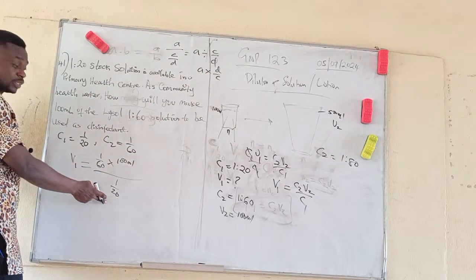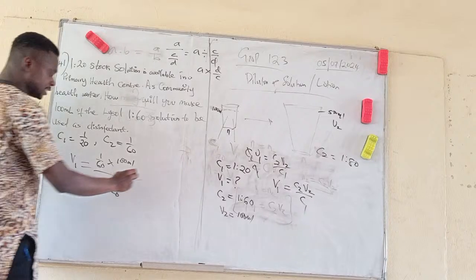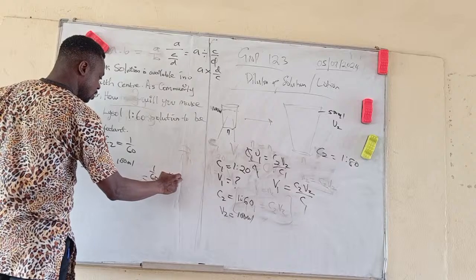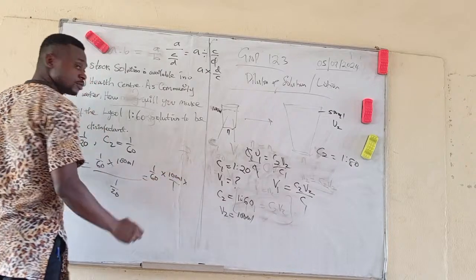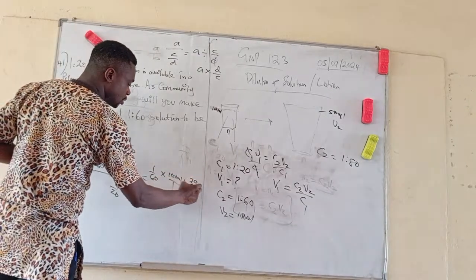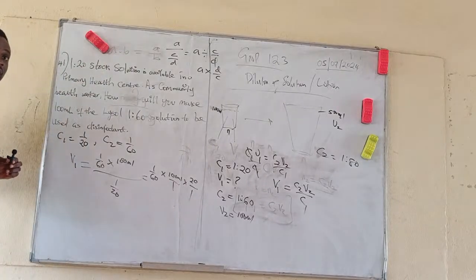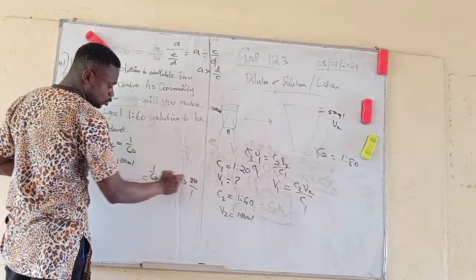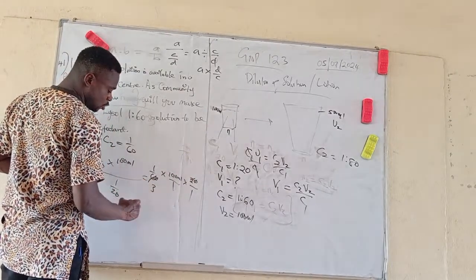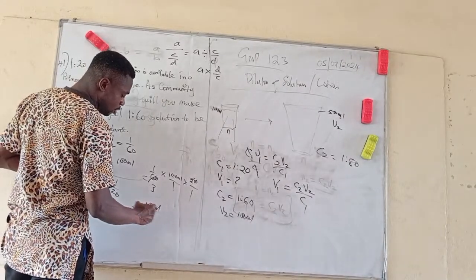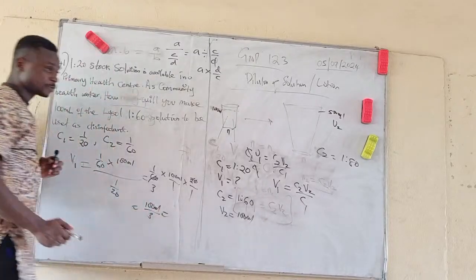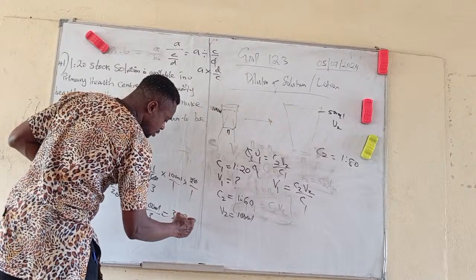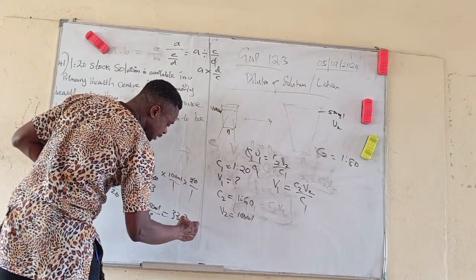Is it clear? So that's what we do here. V1 is now equal to 1 over 60 times 100 ml over 1 times 20 over 1. So 0 cancels 0, and 2 divides 6 to give 3. So we have 100 ml over 3. The answer is 33.3, that is 33.333, so let's say 33.3 ml.